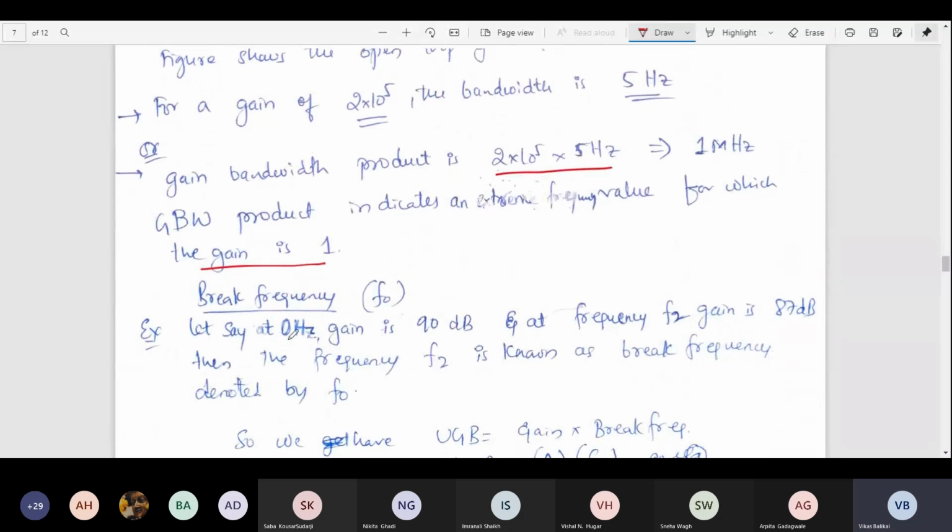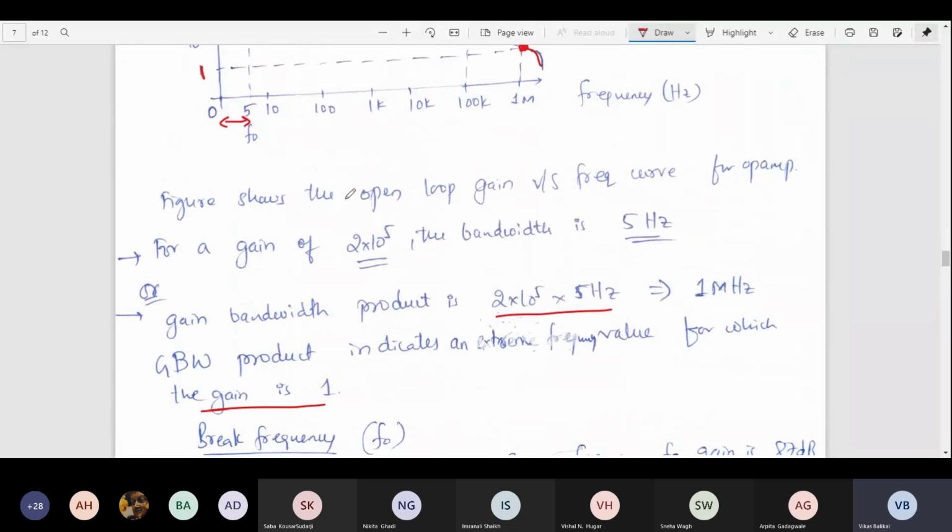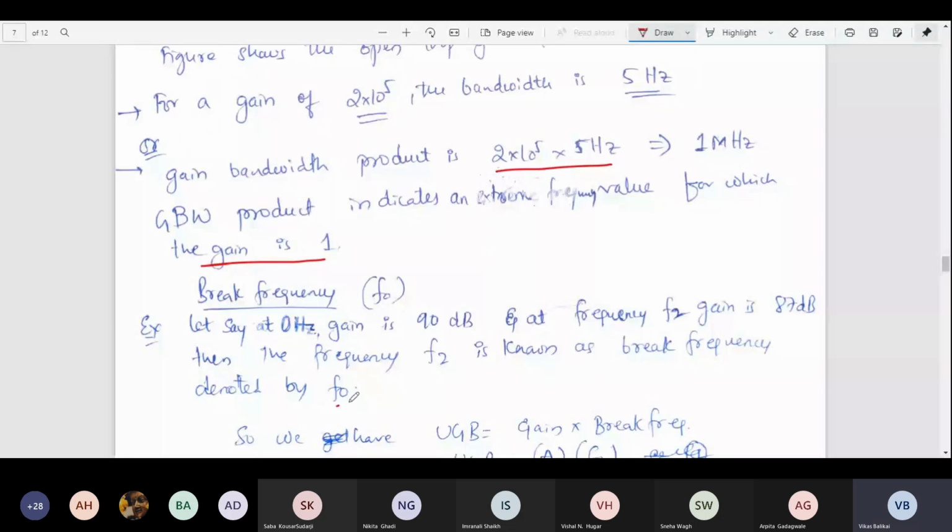Now, the technical definition. Let's assume that at 0 hertz, instead of saying 2 into 10 raised to 5, the gain is 90 dB. Then at one particular frequency, it starts to dip. When it dips, the gain becomes 3 dB less, that is 87 dB. So the particular frequency at which the gain suddenly dips by 3 dB is my break frequency, and it is denoted by f0.